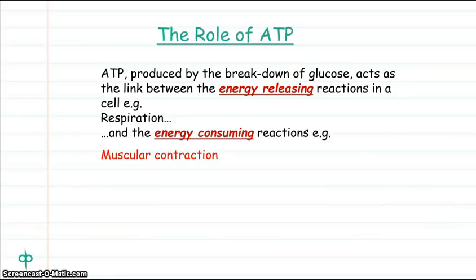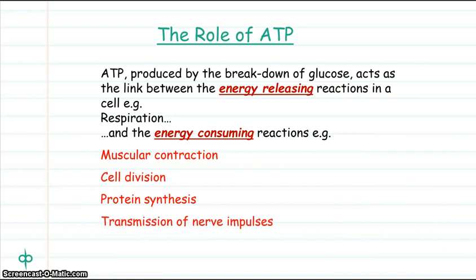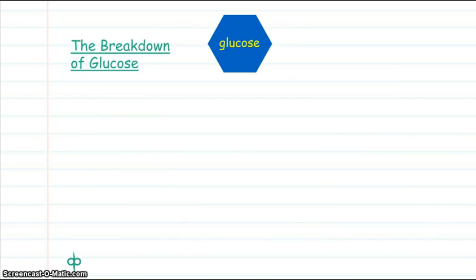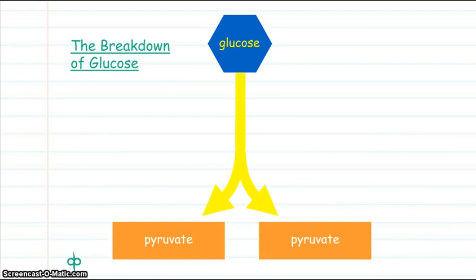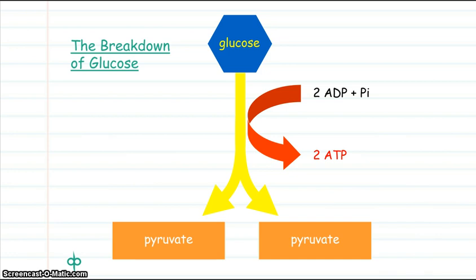So the ATP that is produced from the release of energy from respiration can be used in energy-consuming reactions such as muscular contraction, cell division, protein synthesis, transmission of nerve impulses, the active uptake of ions and molecules by active transport. Now we look at the first stage in respiration, which is called glycolysis, and takes place in the cytoplasm of cells and does not require oxygen. The glucose is broken down into 2 molecules of pyruvate, and in that process 2 molecules of ATP are generated.